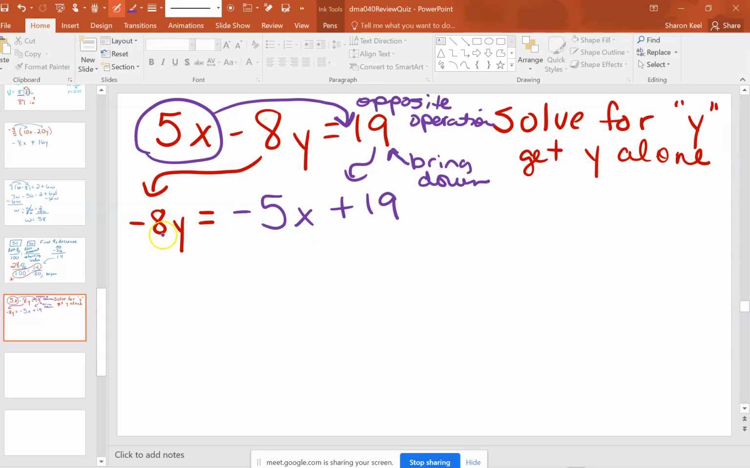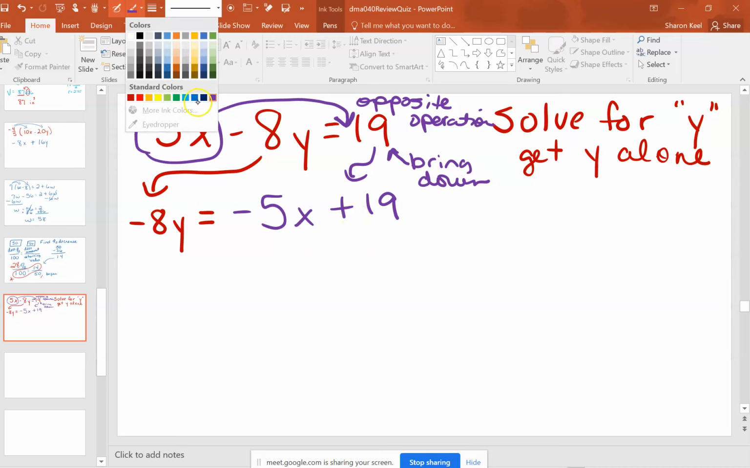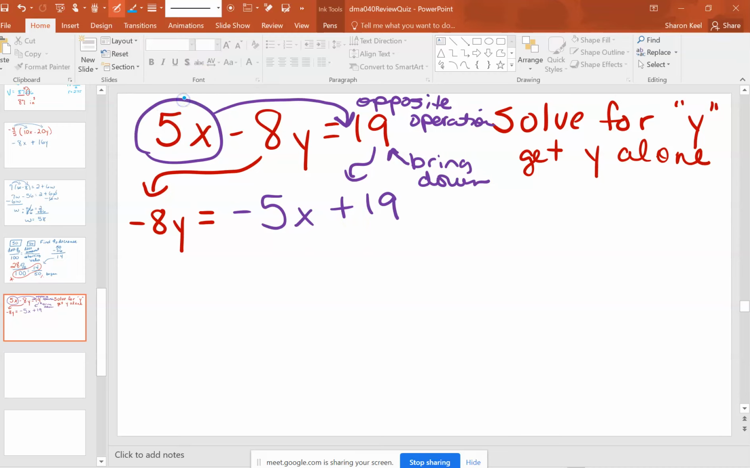Okay, we brought down the negative 8y. We moved the 5x to the other side of the equals. We changed it, made it the opposite operation. We just bring down the 19 as it is. Our last step is that we need to divide each term, because for y to be alone, we need to divide by negative 8. Please write it separately under each term.